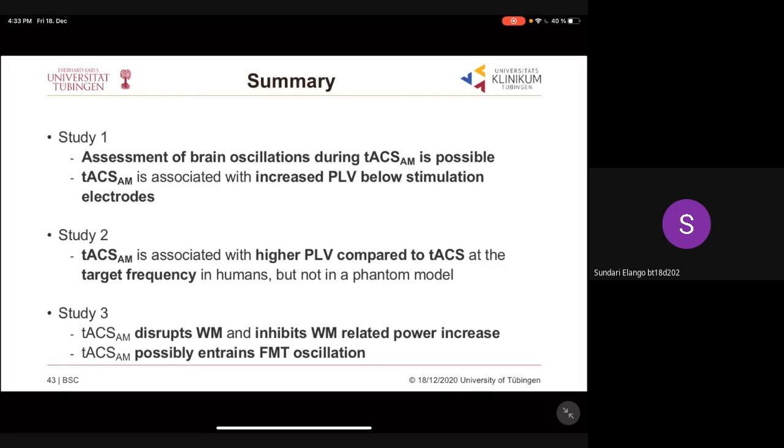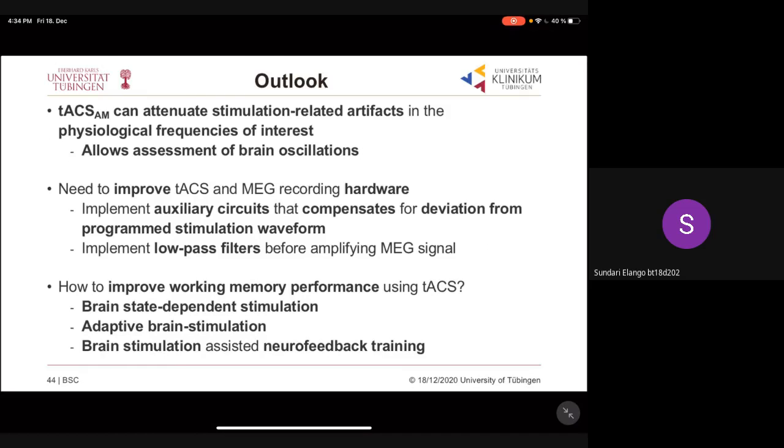And thirdly, we can also target higher cognitive functions such as working memory, and possibly phase lock and entrain the prefrontal cortical oscillations to interfere with working memory. Okay, so coming to the future outlook, in this case we actually wanted to improve working memory, and we had certain ideas how we could do that.